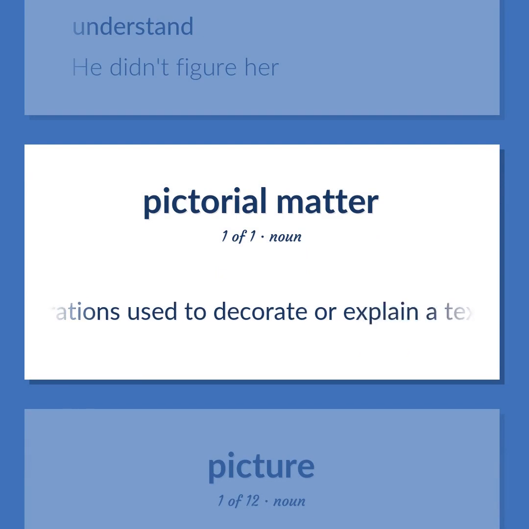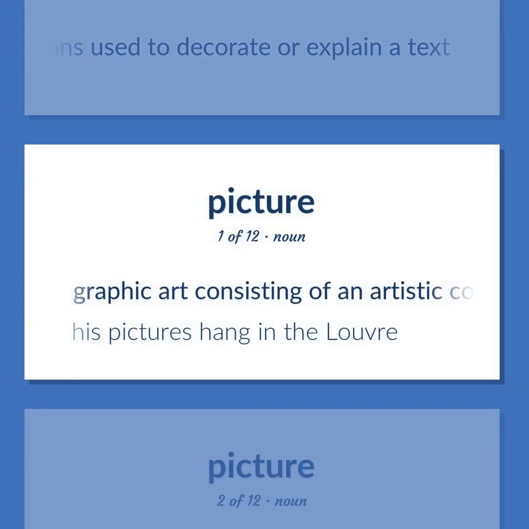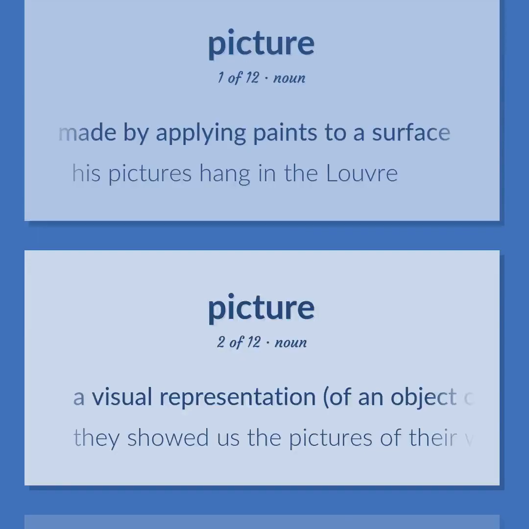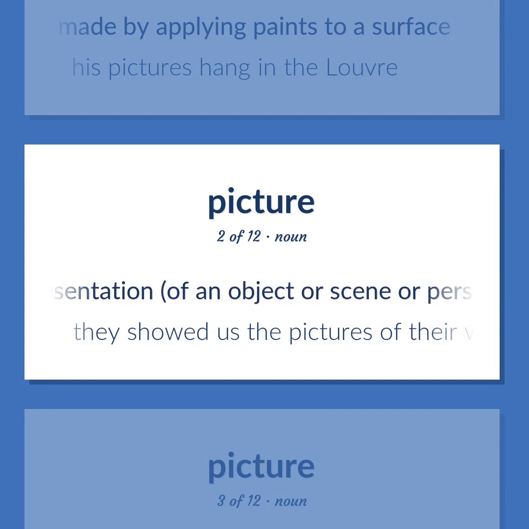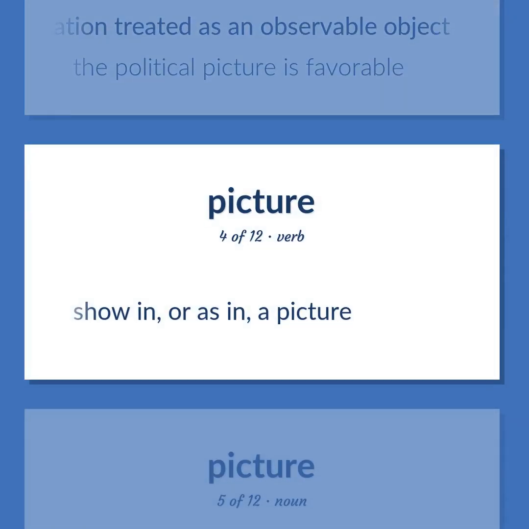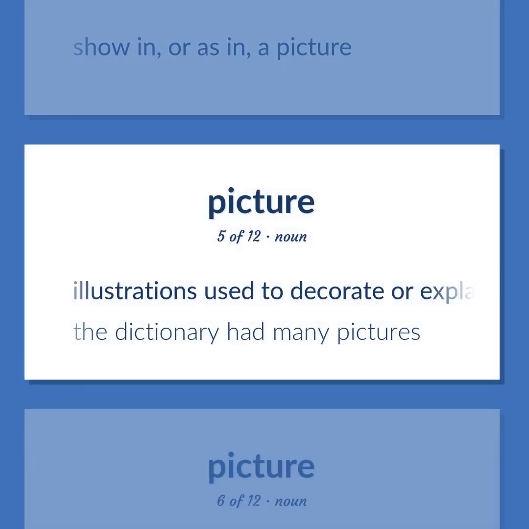Illustrations used to decorate or explain a text. Graphic art consisting of an artistic composition made by applying paints to a surface. His pictures hang in the Louvre. A visual representation of an object or scene or person or abstraction produced on a surface. They showed us the pictures of their wedding. A situation treated as an observable object. The political picture is favorable. Show in, or as in, a picture. Illustrations used to decorate or explain a text. The dictionary had many pictures.